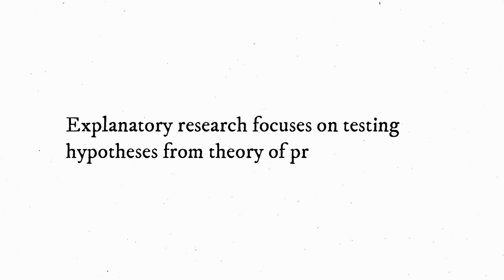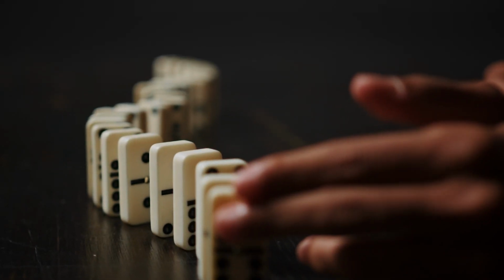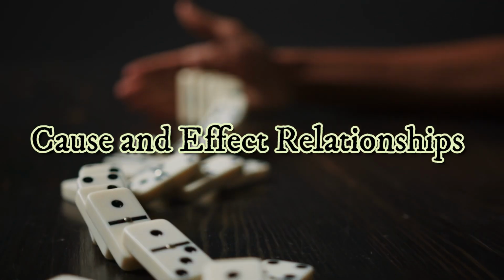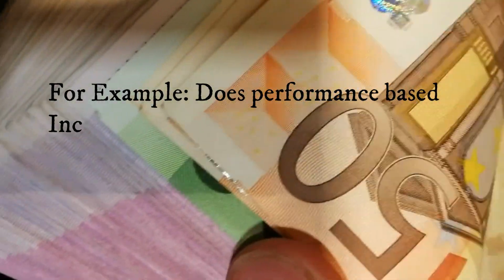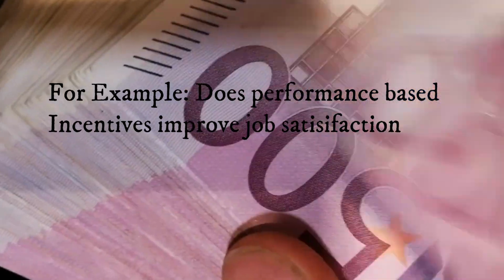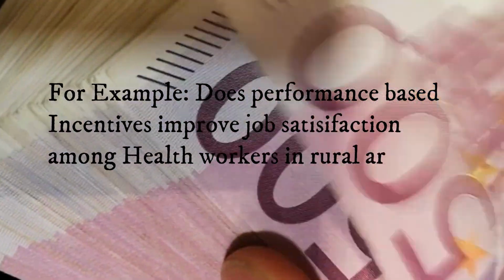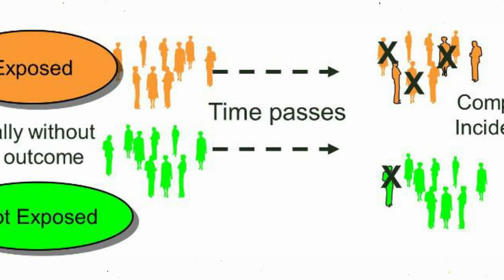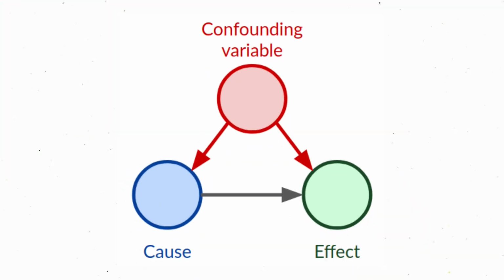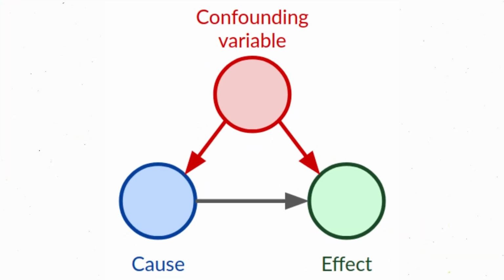On the flip side, explanatory research focuses on testing hypotheses that come from theory or previous research. The goal here is to establish cause and effect relationships or determine how strong certain associations are. For instance, you're trying to figure out whether performance-based incentives improve job satisfaction among healthcare workers in rural areas. You will need a study design like an RCT or a cohort study to test this hypothesis while controlling for other variables that might affect job satisfaction.